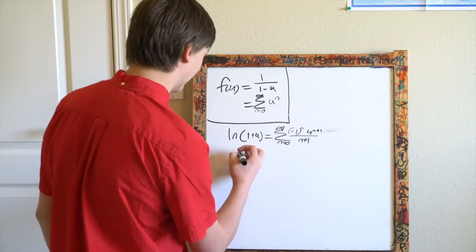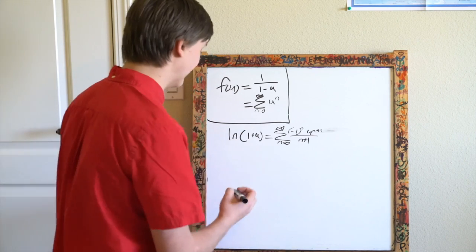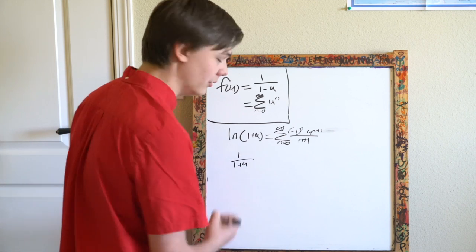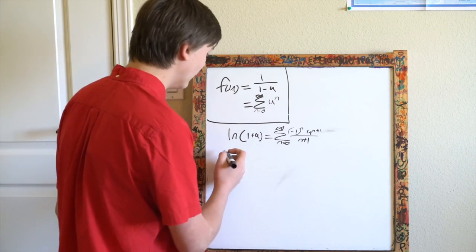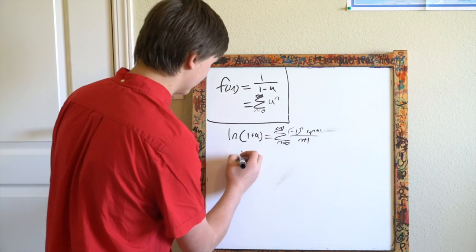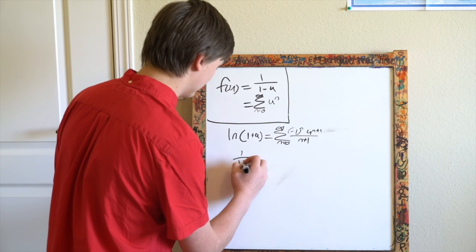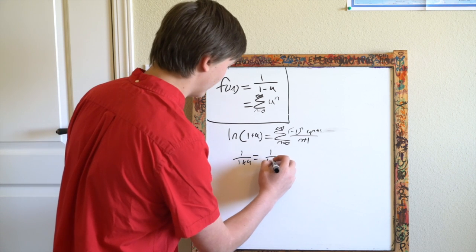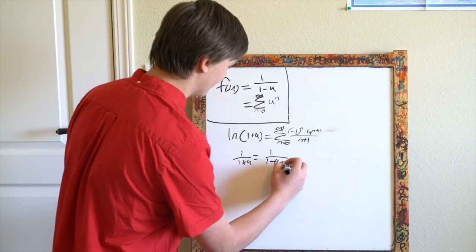So we can do that by first taking the derivative of this, which equals 1 over 1 plus u. So we're going to do this by finding the derivative of this, which is 1 over 1 plus u. And then we know that this equals 1 over 1 minus negative u.